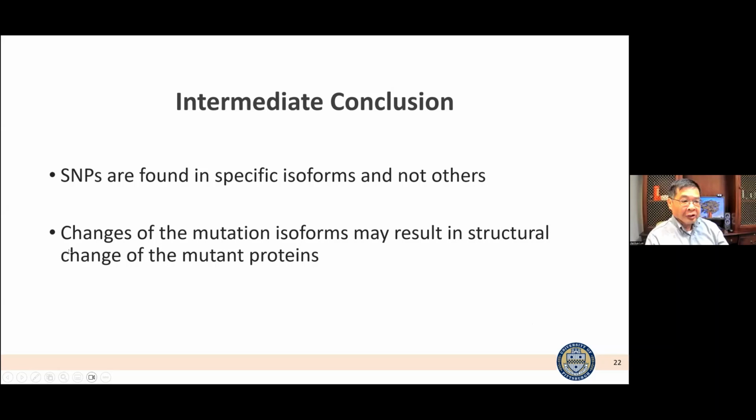Based on these conclusions, the SNPs are found in specific isoforms but not others, and a change of mutation isoform may result in structural changes of mutant proteins. That's the basic take-home message from that analysis.